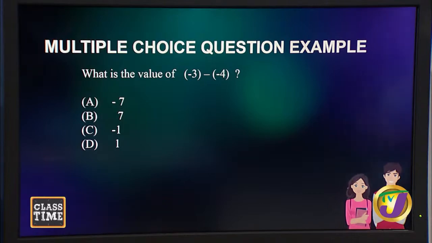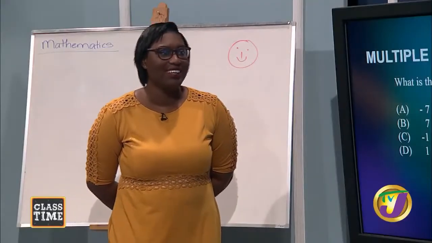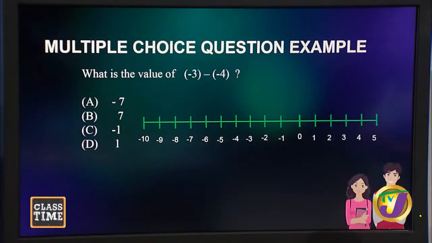So what is the value of -3 subtract -4? Let's find the value. We have -3 subtracting -4. We can put this on a number line. Here we have our number line, and we're starting at -3 and subtracting -4. So that means I am moving to the left.